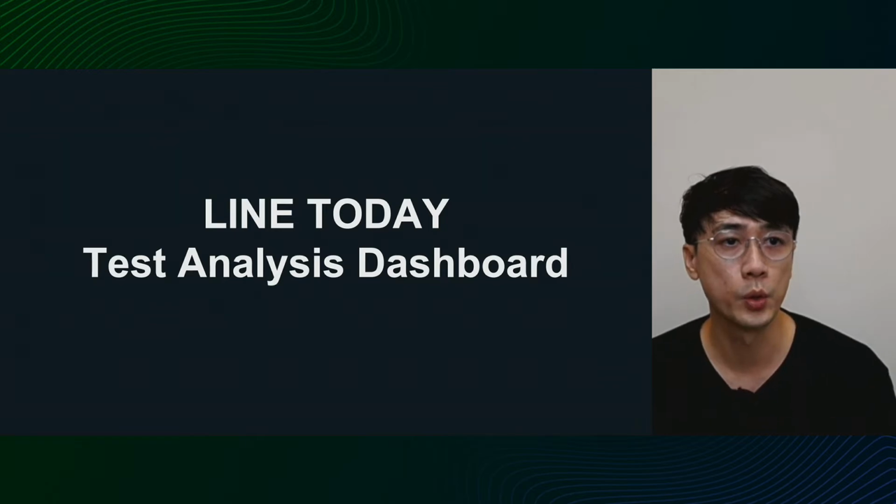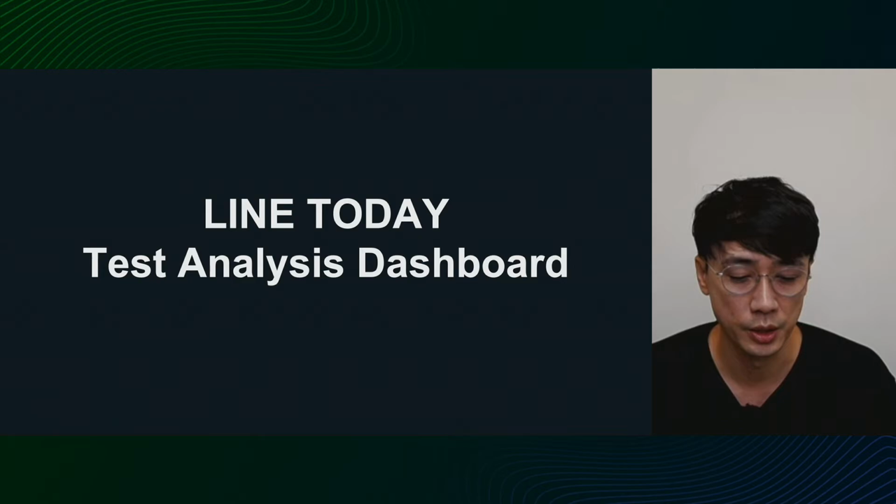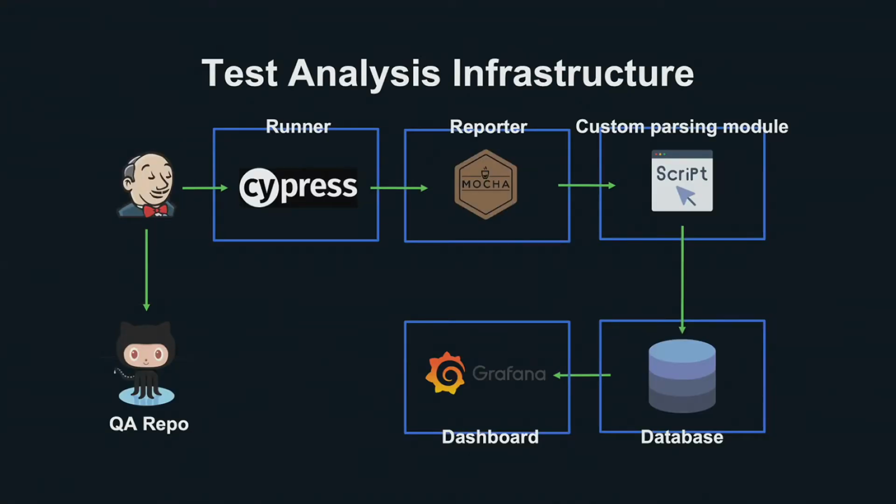So here we want to quickly share the test analysis dashboard. After the deploy is complete, the upper job will send the active call to the downstream, which is the regression testing job. The job is going to trigger the testing. LINE Dev Day uses a separate runner to execute the test script, and Mocha is a JavaScript testing framework. We use Mocha to generate a JSON format report.